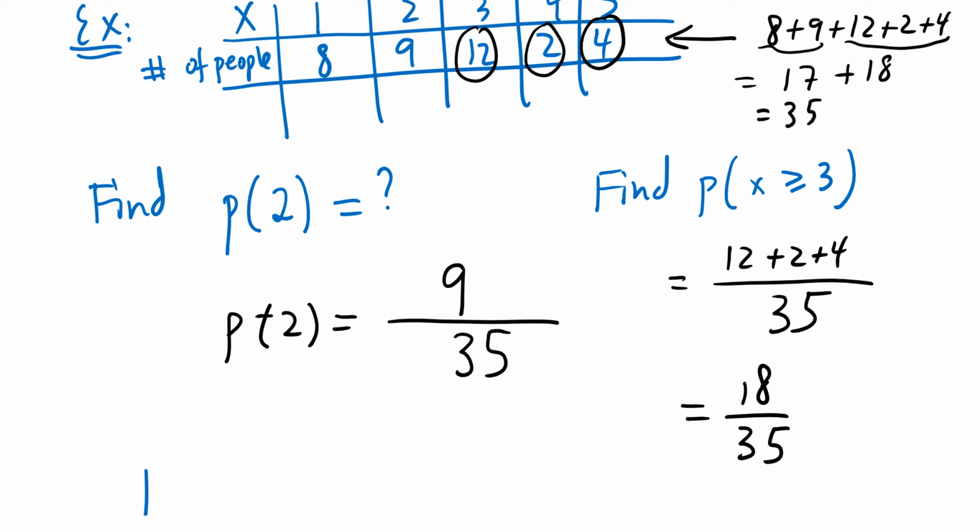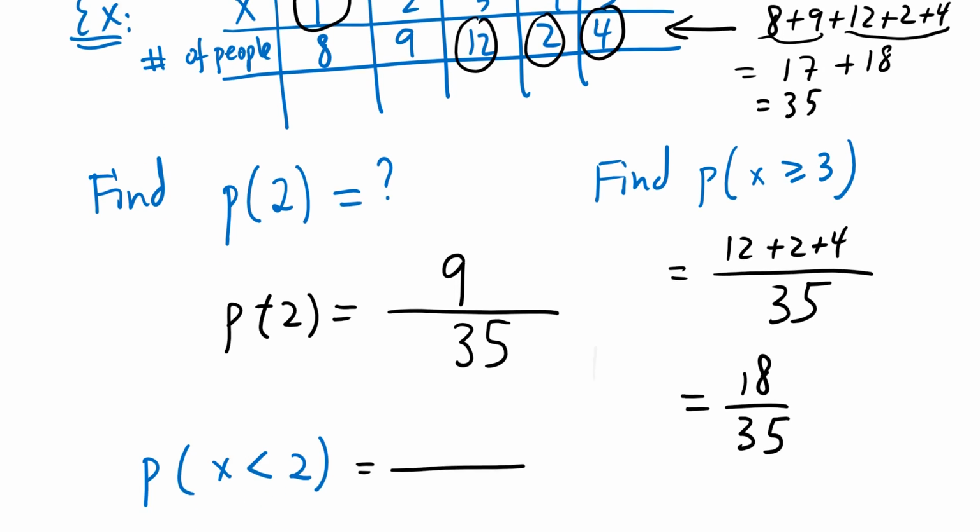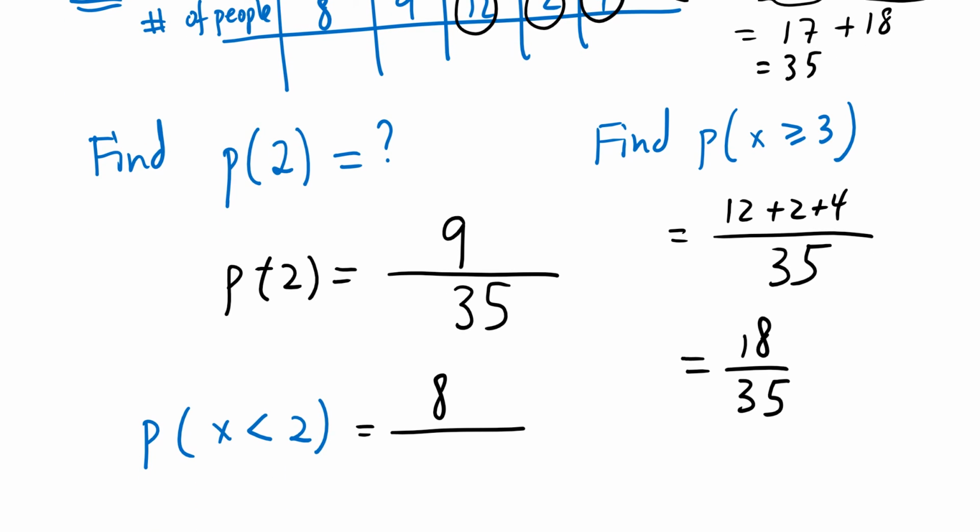What if they say find the probability of x less than 2? Just less than 2. What is less than 2? Well, I look at the table. Less than 2 means the 1. So it's how many in the 1 divided by the total. Any questions about this?